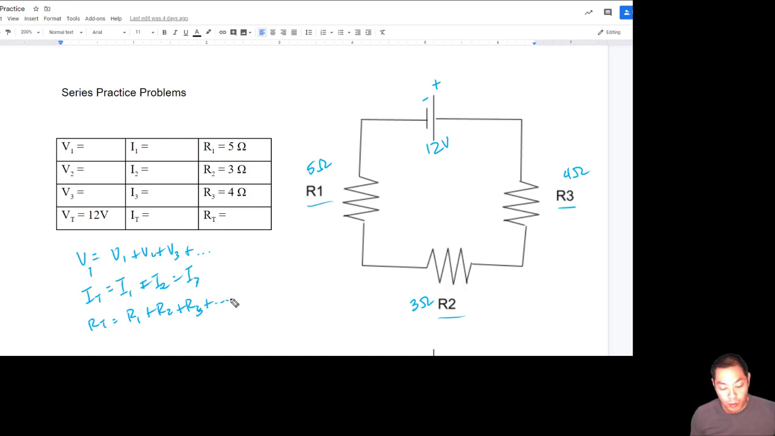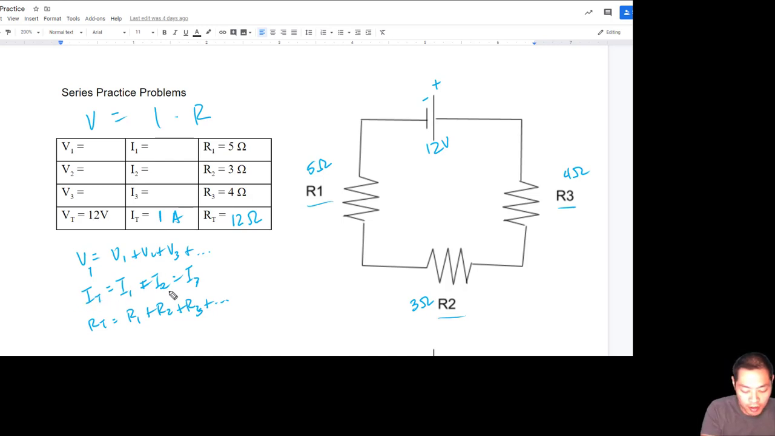So in this case, we're going to figure out what we could do here. Current's all the same, but we don't have any idea. Voltage is the sum, but we don't have anything. But we do know resistance. So we can add these up. 5 plus 3 plus 4 will give us 12. I try to make the resistance easy to do. We also have this equation V equals IR, and this is true for all things. So 12 volts equals something times 12. That will give us 1. So 1 amp times 12 will give us 12 volts.